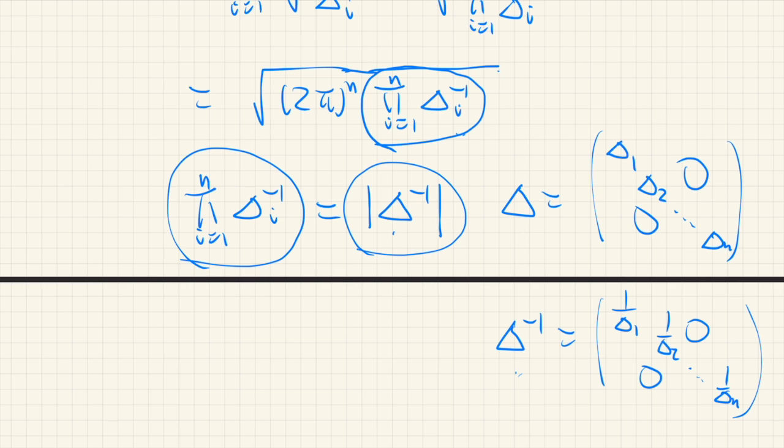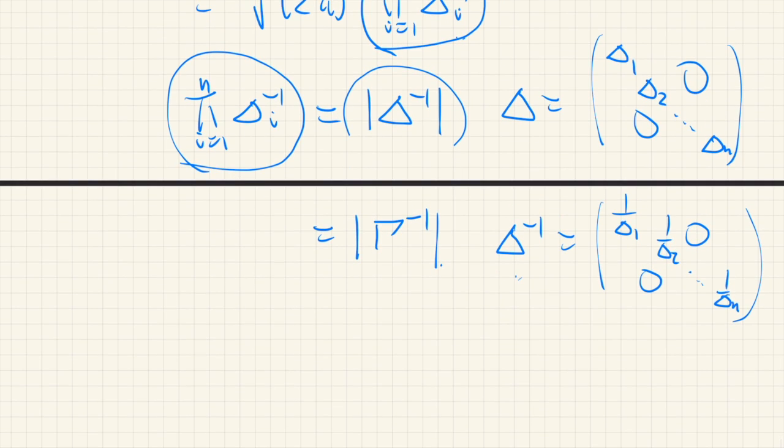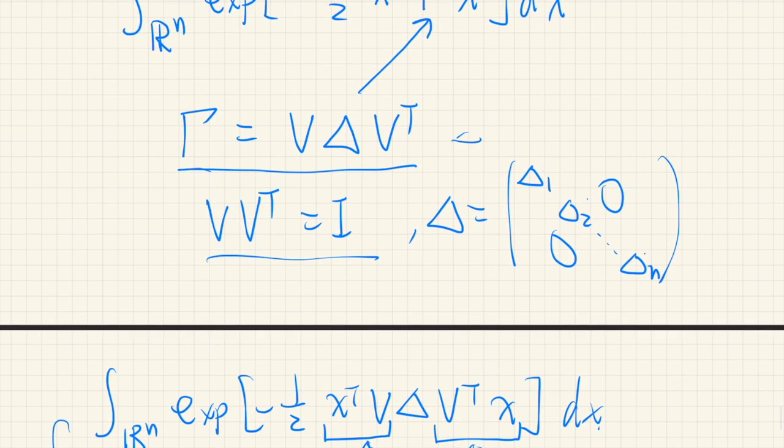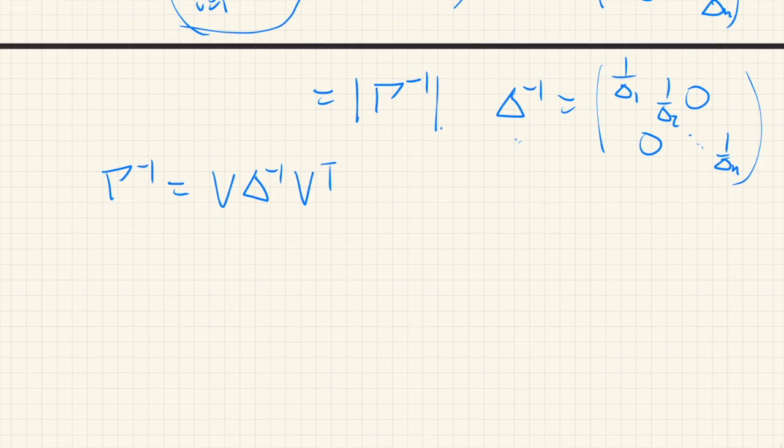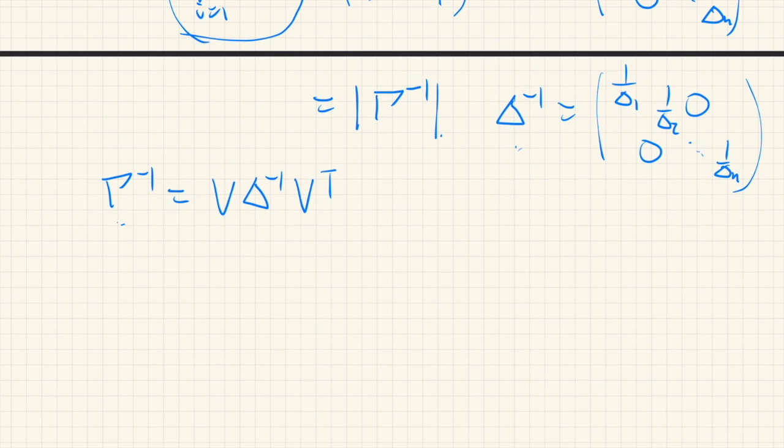Furthermore, the determinant is invariant under orthogonal transformation. That means this determinant is actually equal to the determinant of gamma inverse. To see this, gamma inverse is V delta inverse V transpose, because we have this eigenvalue decomposition here. It's easy to check that if we have gamma inverse like this, it is indeed the inverse matrix of gamma. Just try to calculate gamma times gamma inverse. So gamma is decomposed into this, and gamma inverse is this, so let's try that.